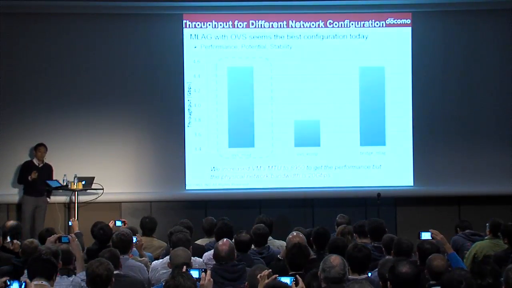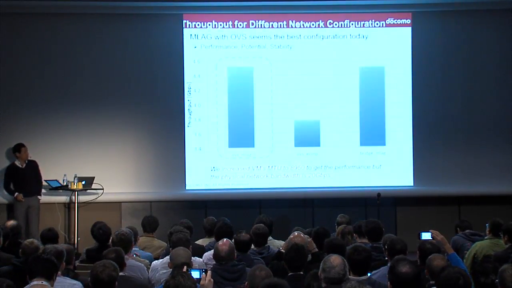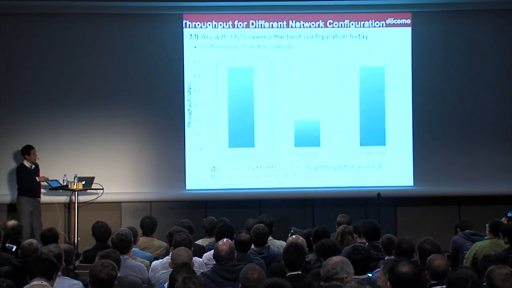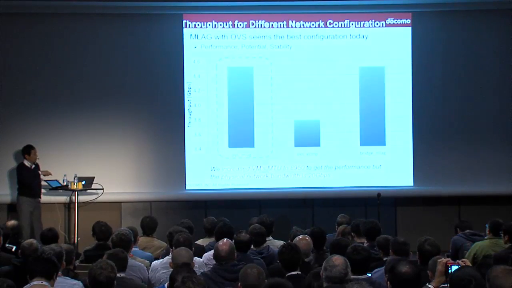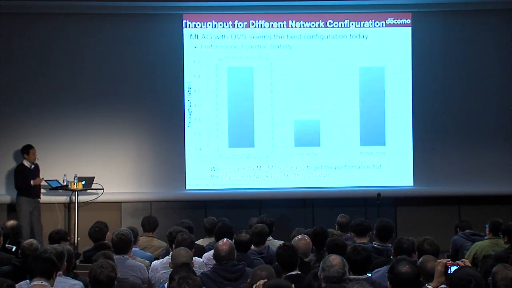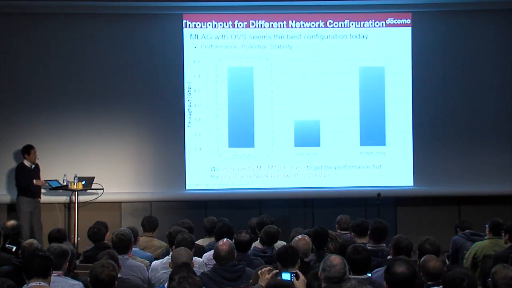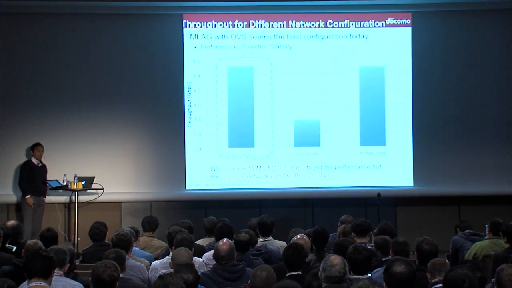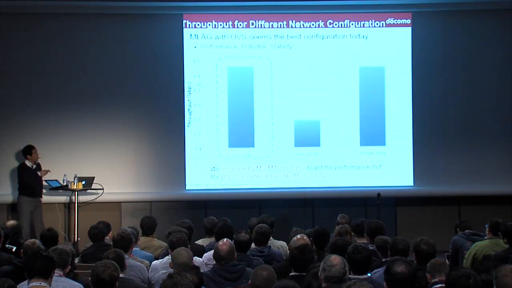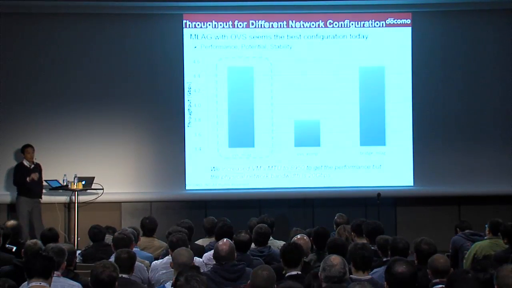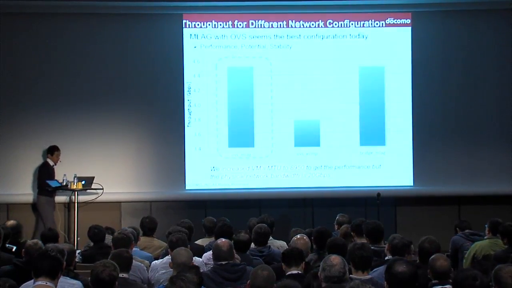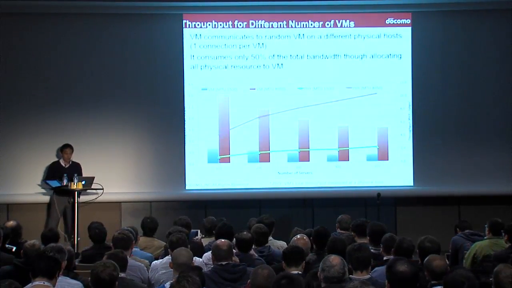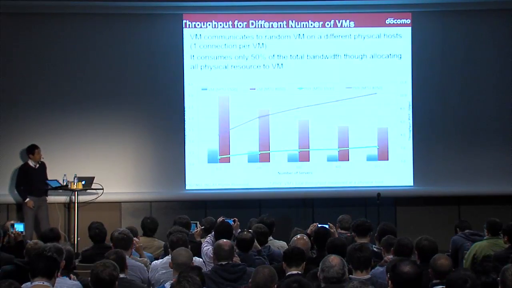But we had one serious issue. To get this throughput, we need to increase the VM's MTU from 1,500 to 8,950. But still, we can get only 4 Gbps, though there are 20 Gbps physical networks. So we did more tests.